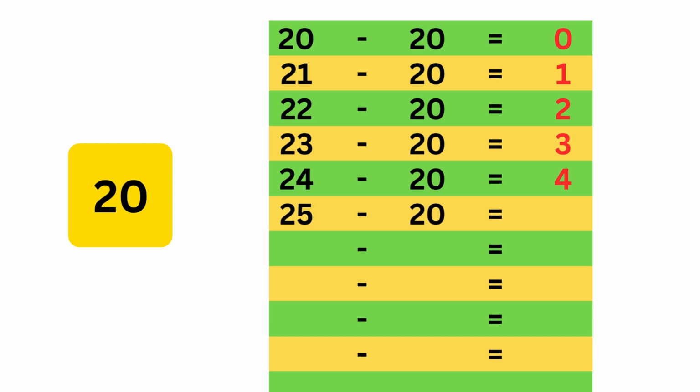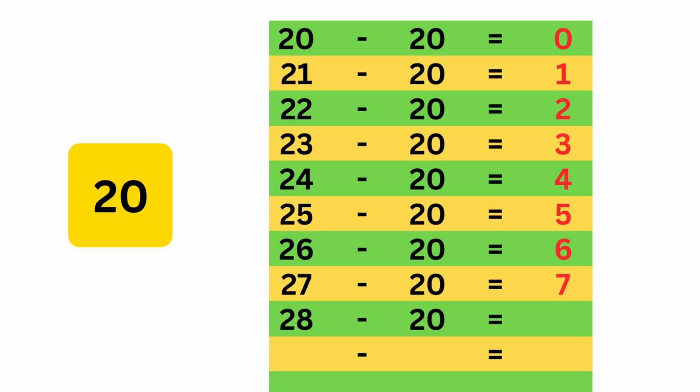25 minus 20 equal to 5. 26 minus 20 equal to 6. 27 minus 20 equal to 7. 28 minus 20 equal to 8. 29 minus 20 equal to 9.